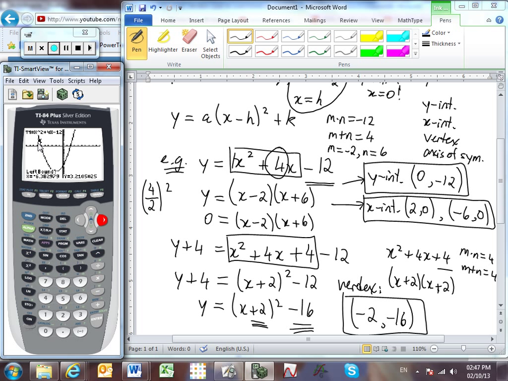Gotta be on the left. Let's hit enter. Now it says the right bound. I'm going to use my cursor keys to move my cursor somewhere to the right side compared to the x-intercept. That will be my right bound.